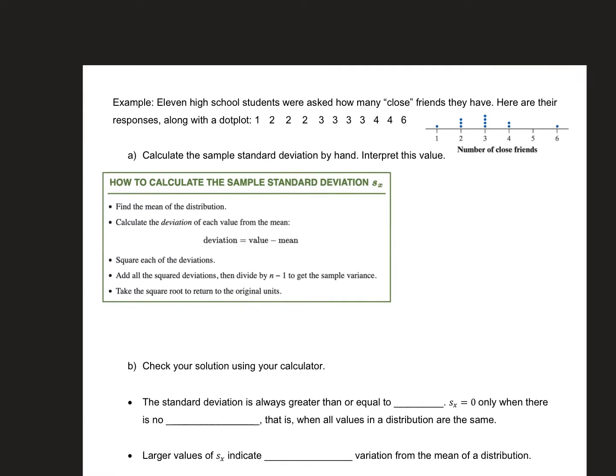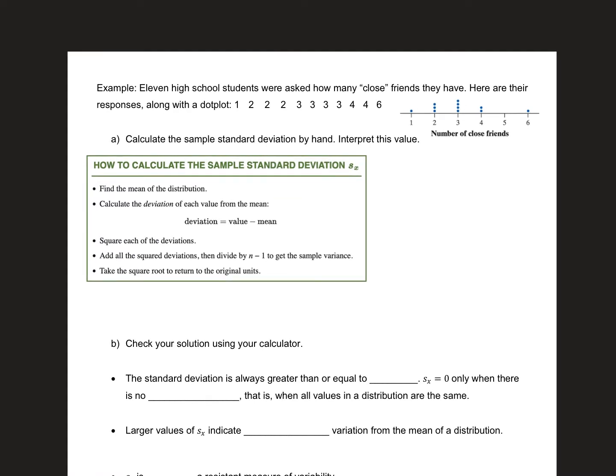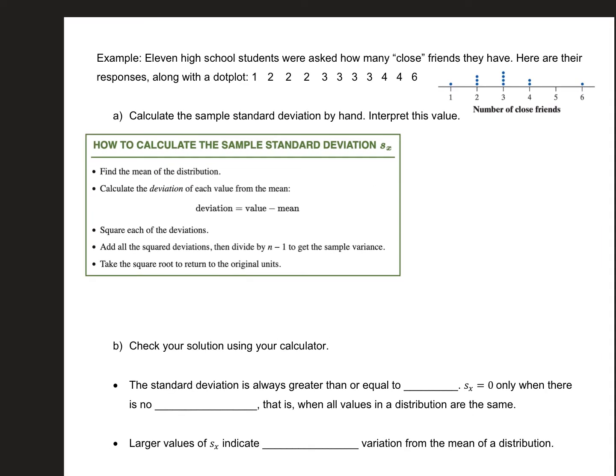Okay, let's do a big old example. Here we go. 11 high school students were asked how many close friends they have, and here are their responses along with a dot plot. Calculate the sample standard deviation by hand and interpret this value. I'm going to walk you through this. Like I said, a lot of times you're not going to have to find this by hand.